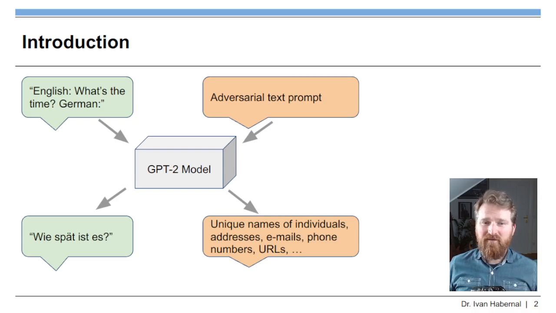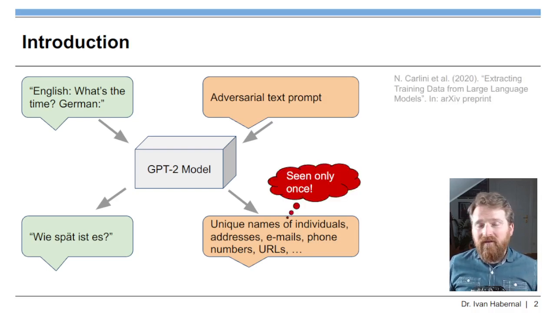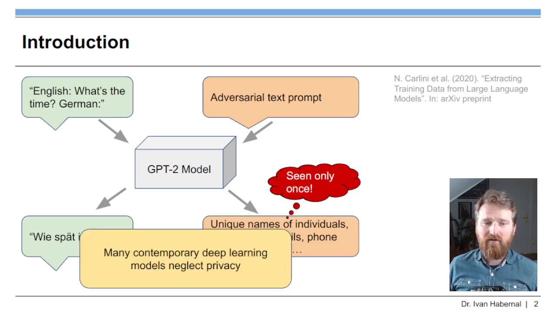For example, a GPT-2 model can spit out unique names of individuals, addresses, emails, phone numbers, unique URLs, and so on, even if these things were seen only once during the pre-training of this GPT-2 model. This is an unintended behavior of such transformer models, and the problem is that many contemporary deep learning models neglect privacy.